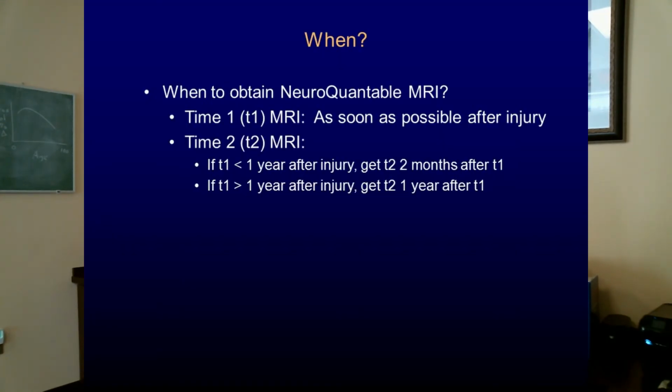The bottom line is just to remember that if your first MRI is done within the first year of injury, get your second one 2 months later. If your first MRI is done more than a year after the injury, get your second MRI 1 year later.